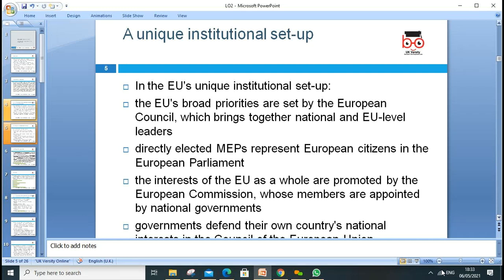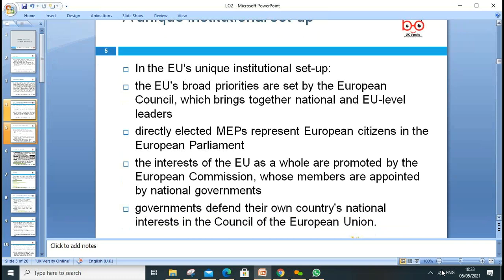Next, we have a unique institutional setup in the EU. The EU's broad priorities are set by the European Council, which brings together the national and EU level leaders, and directly elected MEPs, Members of the European Parliament, represent European citizens in the European Parliament. The interests of the EU as a whole are promoted by the European Commission, whose members are appointed by the national governments, and the governments defend their own country's national interests.